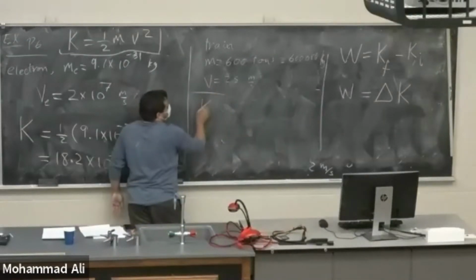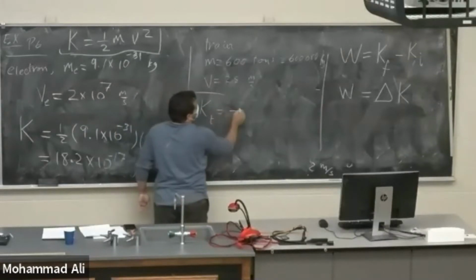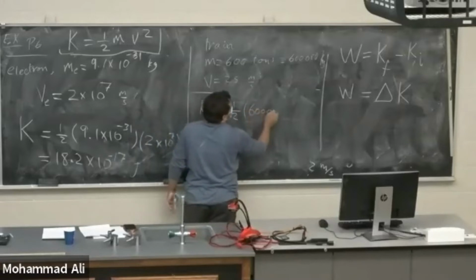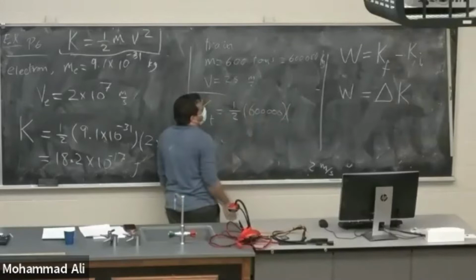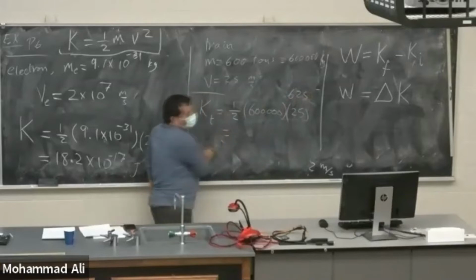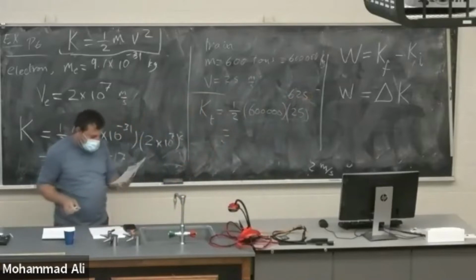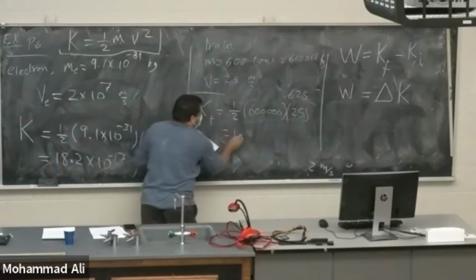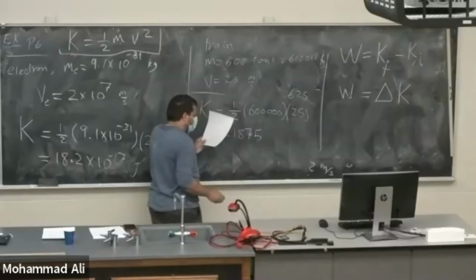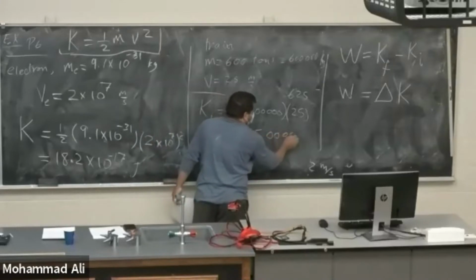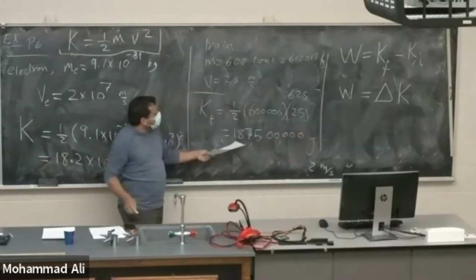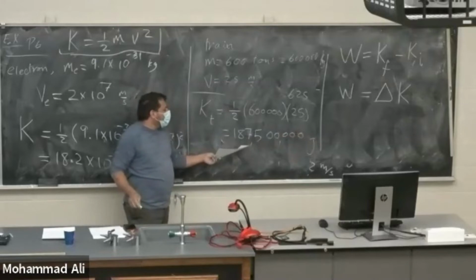Okay. The kinetic energy for this train is equal to half multiplied by the mass, which is 600,000 kilograms, multiplied by 25 squared, which is 625. This will be something not small: 1875 followed by 5 zeros, 1 2 3 4 5, joules. It is 187 million joules.